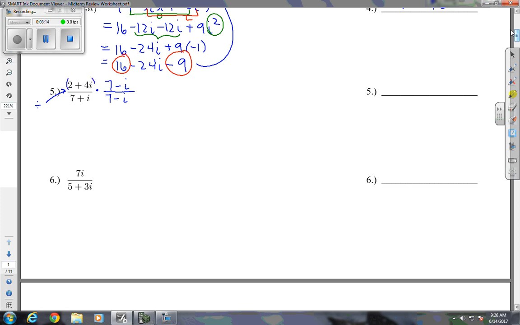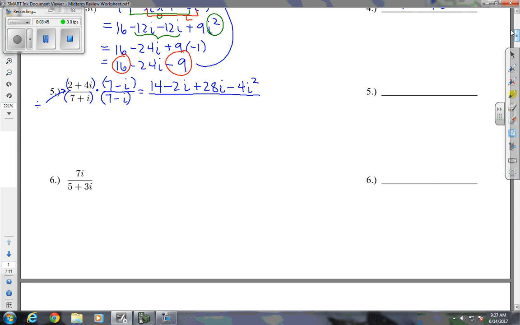This implies a lot of FOIL, so I'm going to add some parentheses here to sort of guide our brains. Working on foiling the numerator, we have 2 times 7, which is 14. Outside terms, we have 2 times negative i, that gives me negative 2i. Inside terms, 4i times 7 gives me plus 28i. And last, we have minus 4i squared. That's going to require a little simplification on the next step.